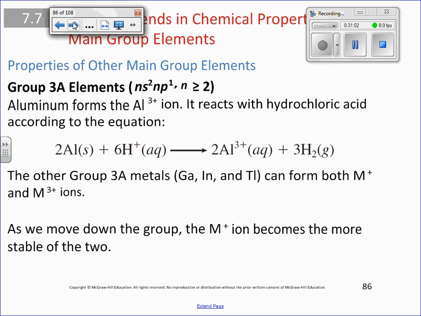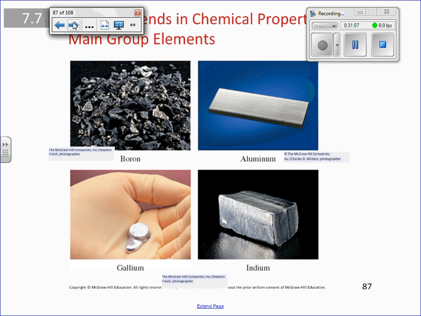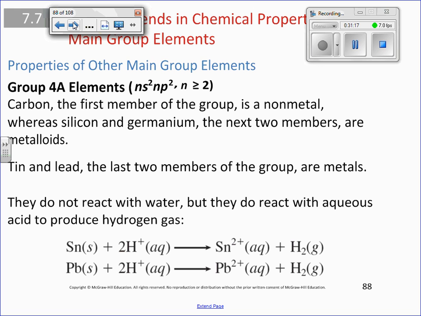Boron, aluminum, gallium has so low a melting point it'll melt in your hand. And indium. Most of indium comes from Cleveland, Ohio.